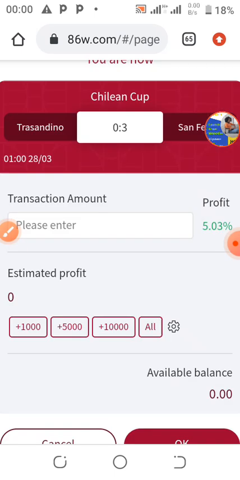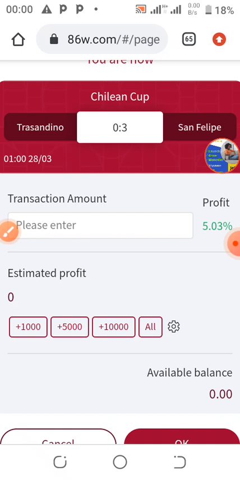I choose 0-3. Do you know what that means? By choosing 0-3, I'm saying I wouldn't want this game to end 0-3. That is San Felipe beating Transandino 3-0, because that's what 0-3 means here, since we are playing at the home of Transandino. They're the first team there. So if this game ends in this 0-3, I've lost on this particular platform.